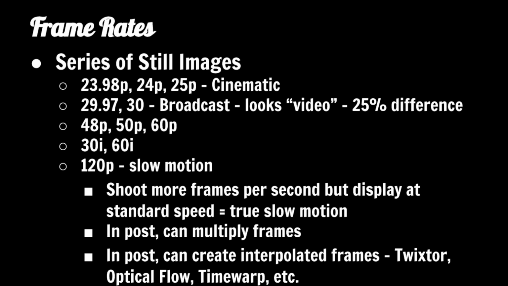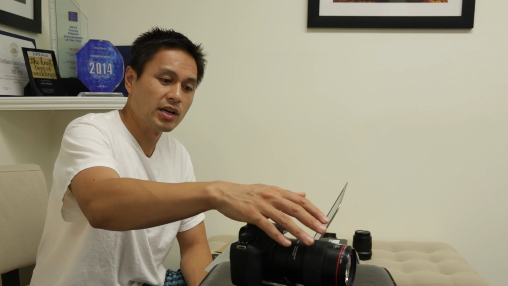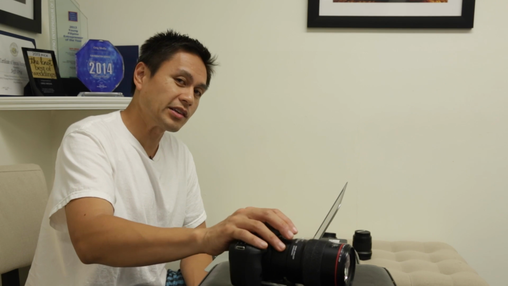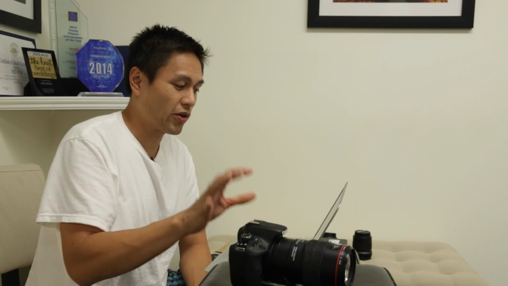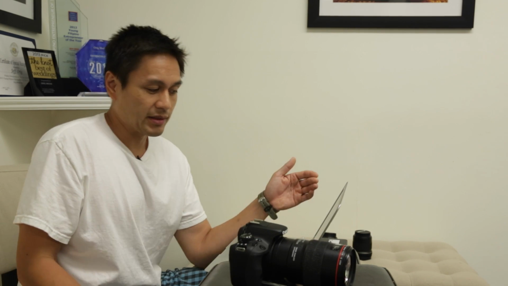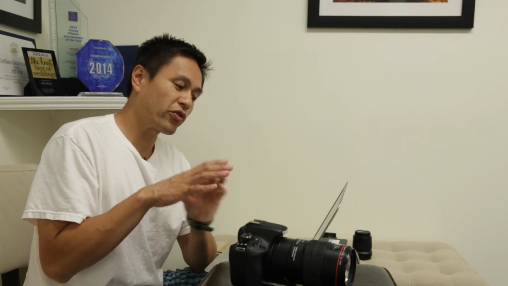So for example, I write in here 120p slow motion. There are some cameras that can shoot 120 frames per second and beyond. But in the DSLR world, I think the fastest available is 120 frames per second. So what this means is that if you shoot more frames per second, but you display them at the standard speed, then you'll get true slow motion.